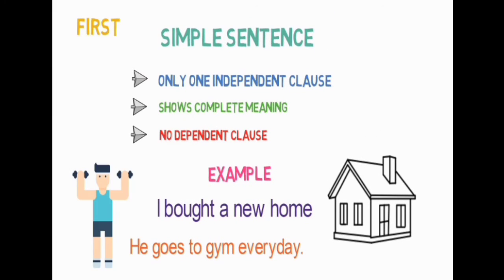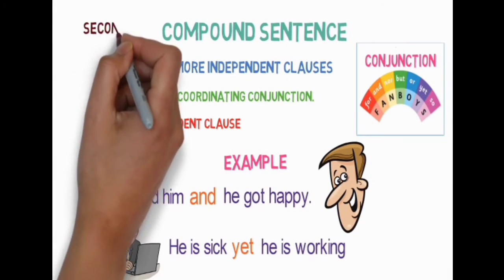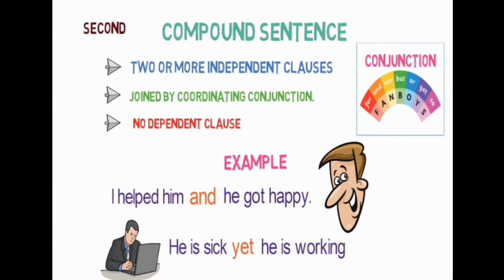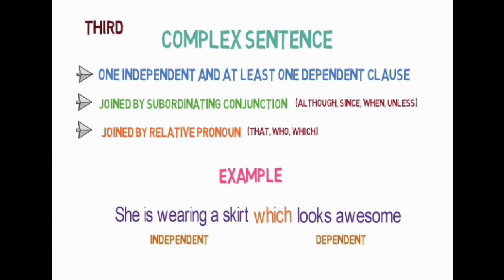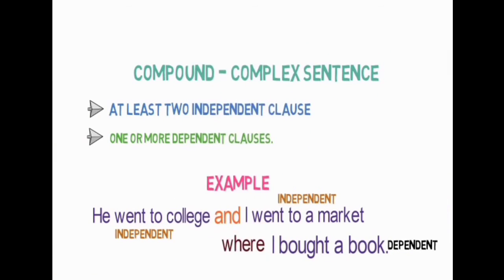These are first, simple sentence having only one independent clause and complete meaning by itself. Second, compound sentence having two or more independent clauses. Third, complex sentences having one independent clause and one or more dependent clauses. And fourth, complex compound sentences having at least two independent clauses and one dependent clause. That's all about sentences.